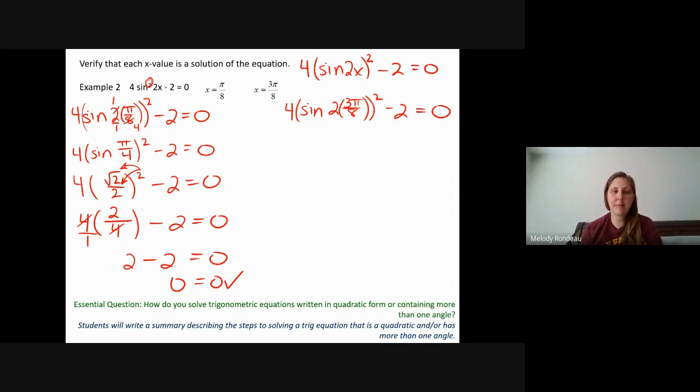So again, a lot happening there. Okay, so then I'm going to simplify my inside most parenthesis business there. So I have sine, then I'm going to put 2 over 1. 2 goes into 2 once, 2 goes into 8 4 times. So I end up with 3 pi over 4.